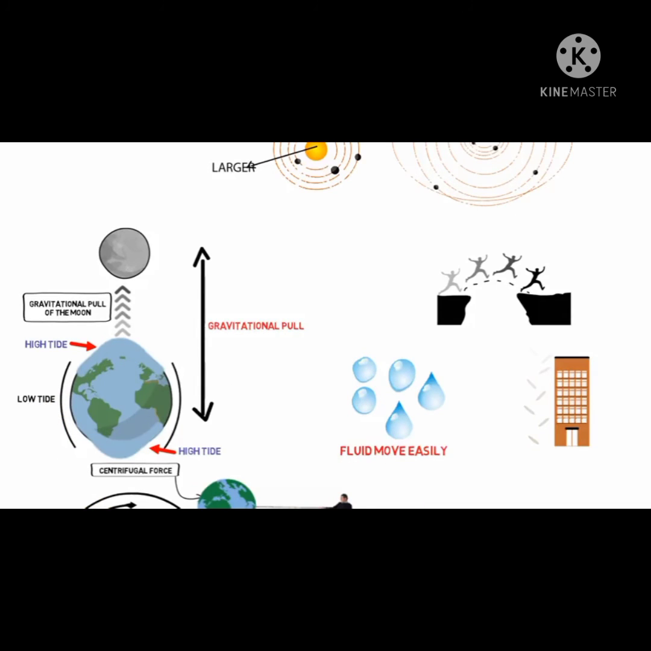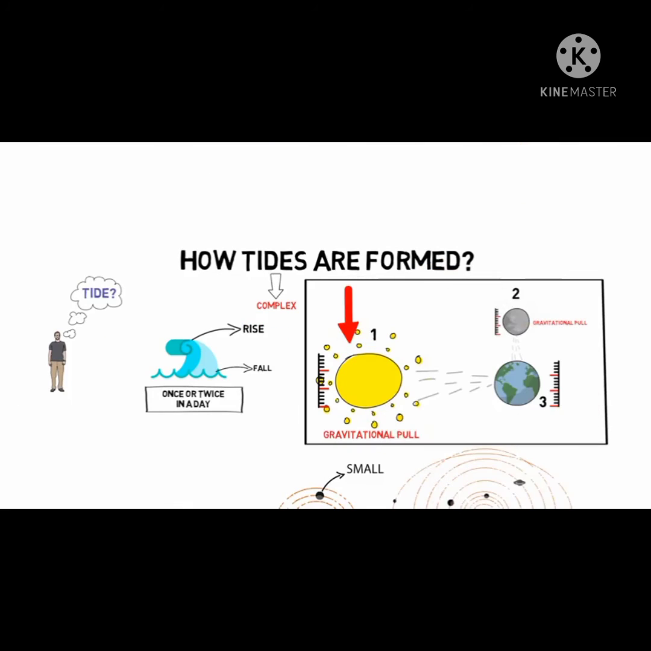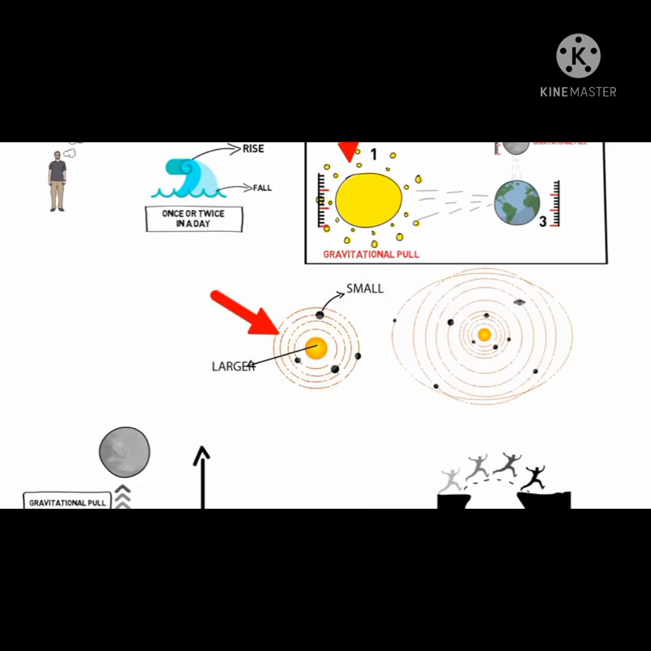It is a bit confusing, right? But that's how it is. Now this all happens only when there is the moon and the Earth. What about the sun? As I said, the sun is bigger than all the celestial bodies in the solar system. That means the sun will exert more gravitational pull, and it has influence on the tides as well.